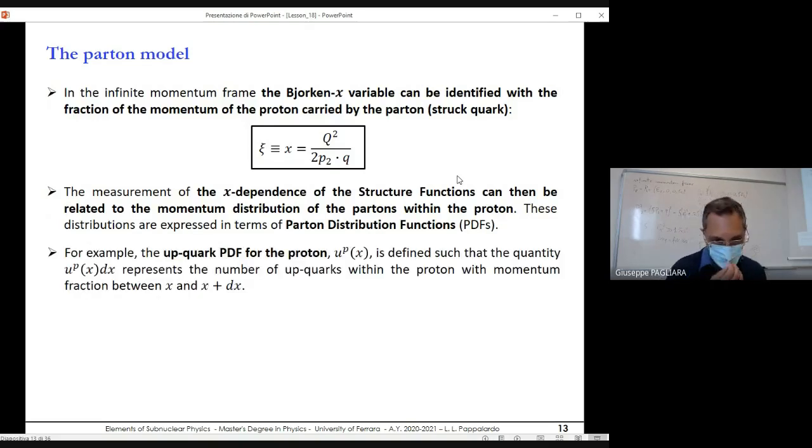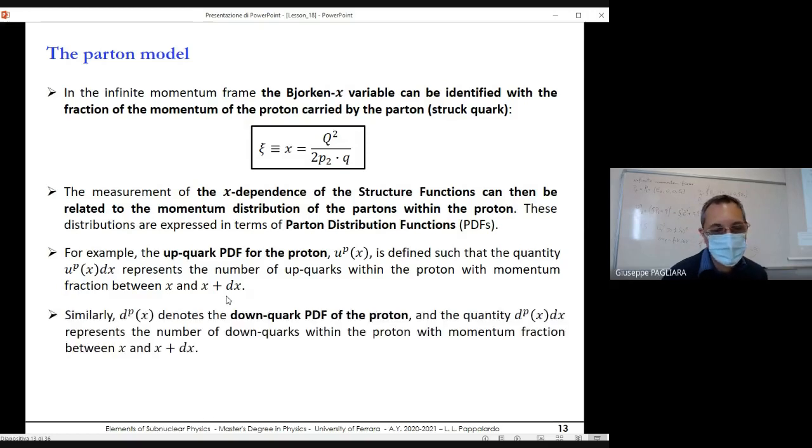So what is a PDF? For example, the up quark PDF in the proton, that we can denote as u_p(x), u for up quark, p for proton, x for Bjorken. It is defined such that this quantity multiplied by dx represents the number of up quarks within the proton with momentum fraction between x and x + dx. So when you multiply your PDF for a certain quark flavor with dx, this gives you the number of quarks inside the proton which have a fractional momentum in this range from x to x + dx. Similarly, one can define the down quark PDF, d_p(x), and again, this represents the number of down quarks within the proton with a momentum fraction between x and x + dx.